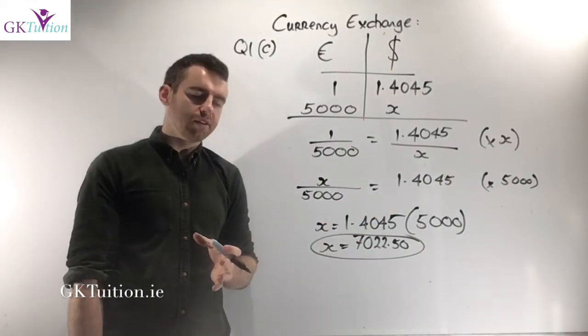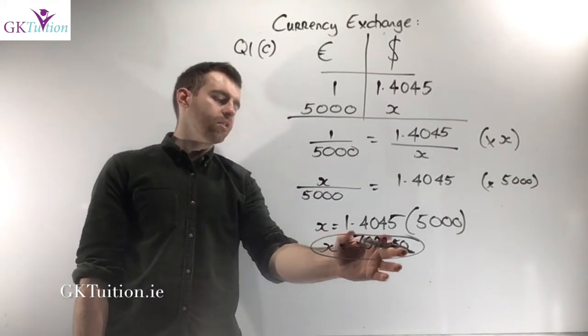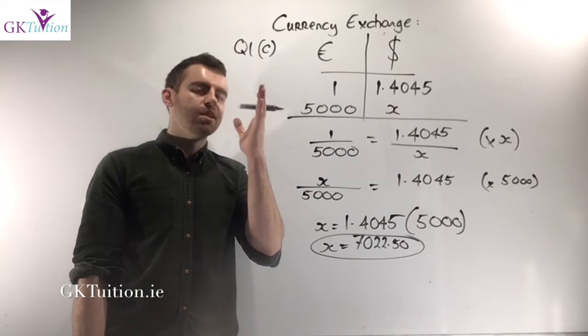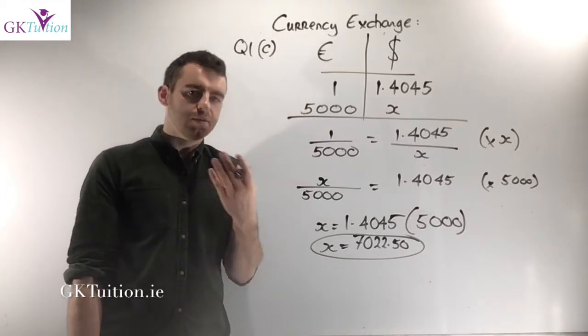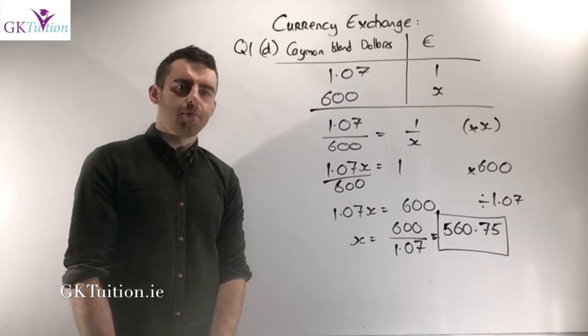If you plug that into your calculator, x works out as $7,022.50. So if I went into the bank with this exchange rate, if I went in with €5,000, I get this many dollars.